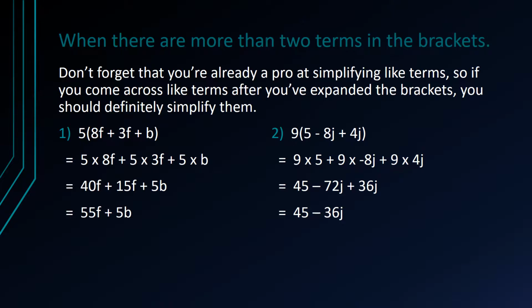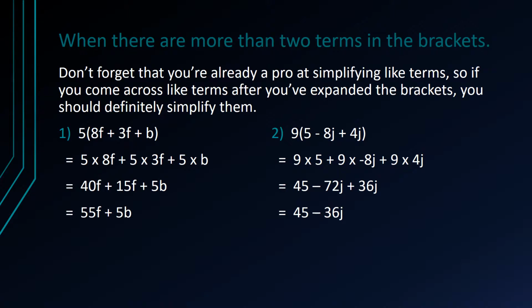Then this first one, 5, 8f plus 3f plus b in the brackets. So we expand that out to 5 times 8f plus 5 times 3f plus 5 times b. And that gives us 40f plus 15f plus 5b. Now 40f and 15f are like terms, so we can simplify them further, and we end up with 55f plus 5b.